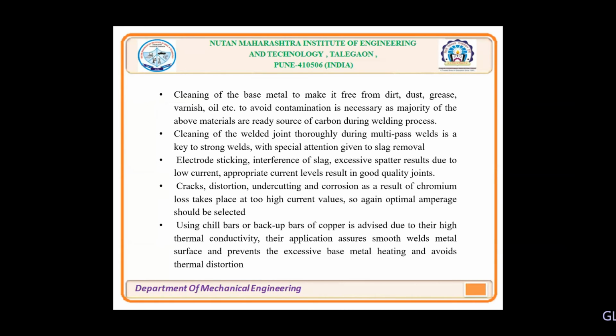Cleaning the base metal to remove dirt, dust, grease, varnish, oil, and other contaminants is required to avoid contamination, as the bulk of the foregoing materials are a convenient source of carbon during the welding process. Low current causes electrode sticking, slag interference, and heavy spatter. Proper current level results in acceptable quality joints. Because overly high current value causes cracks, distortion, undercutting, and corrosion as a result of chromium loss. The best amperage should be chosen.